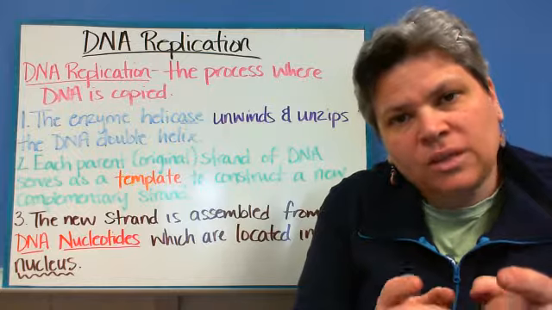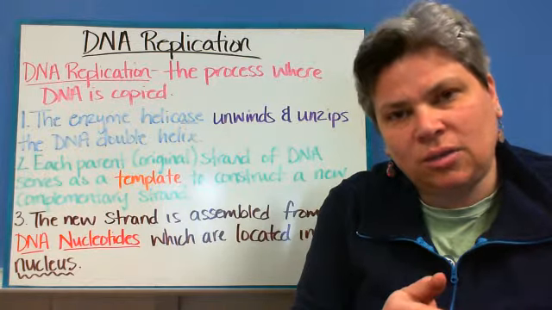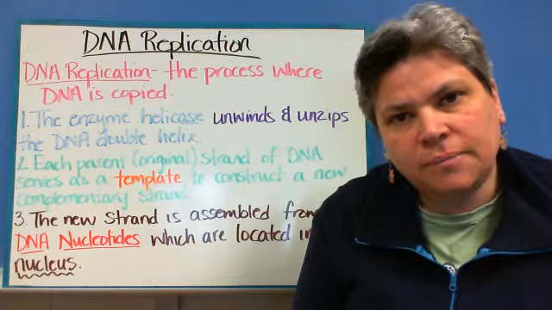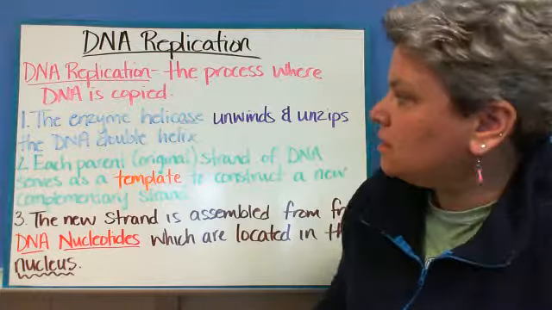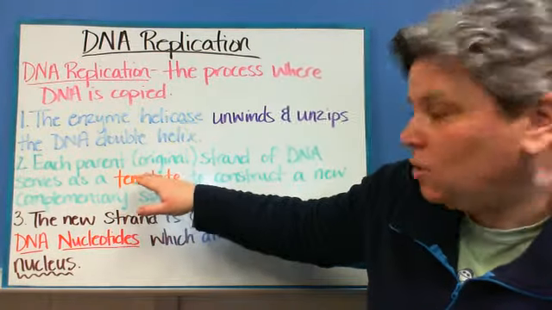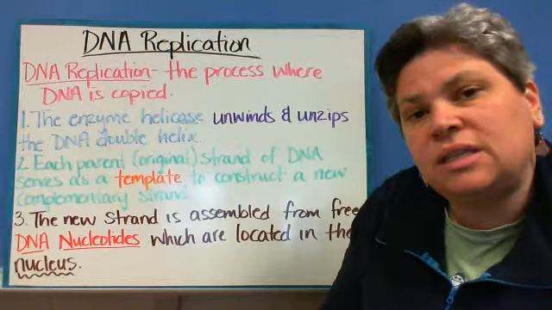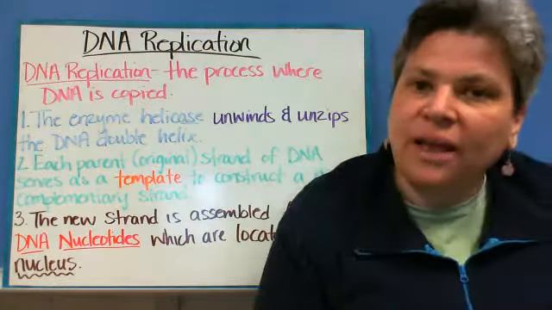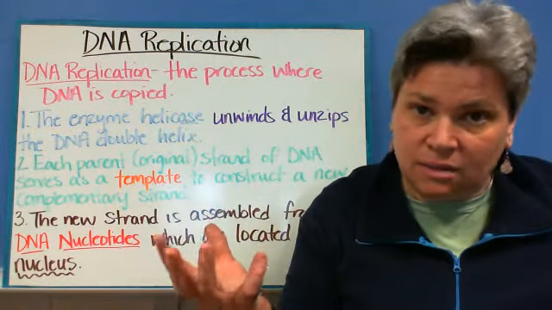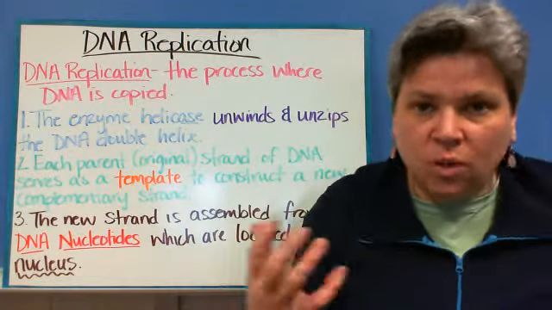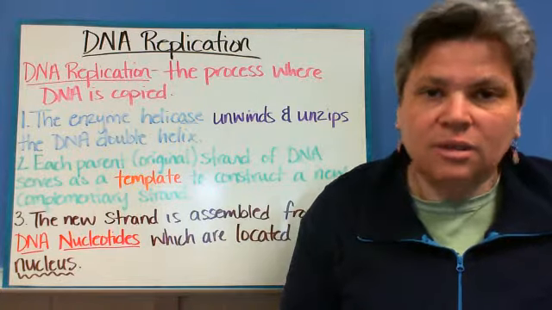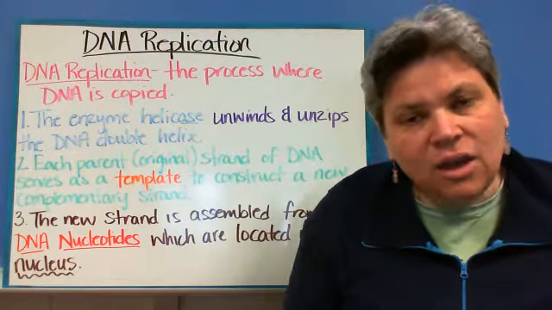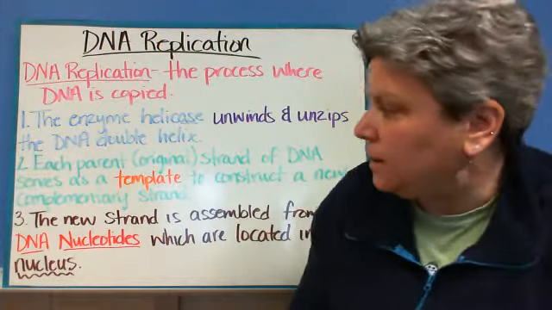Now remember, we said that there's weak hydrogen bonds in the middle. So those weak hydrogen bonds are going to open up, and what does that expose? That exposes the nitrogenous bases. So once we do that, each parent or original strand of DNA serves as a template to construct a new complementary strand. So if I have A on this side, what do I get on this side? T. G on this side, what do I get on this side? C. C on this side, G, and then T on this side, I get A. So it gives me the complement as it goes through to fill in.